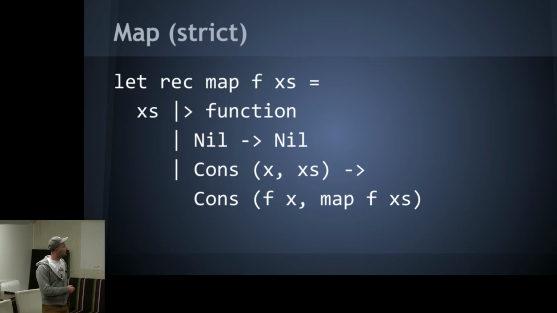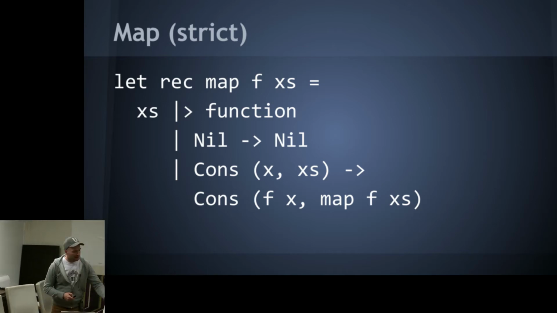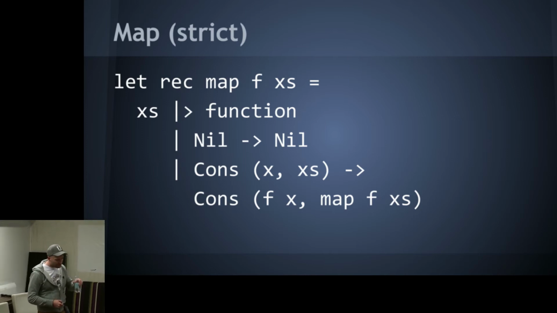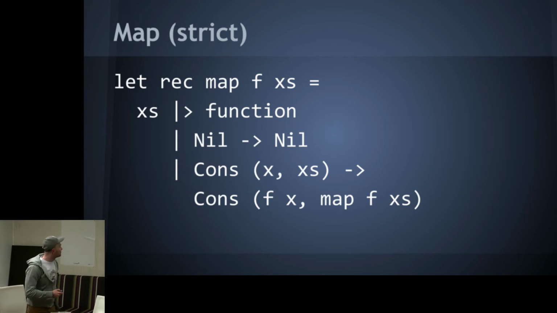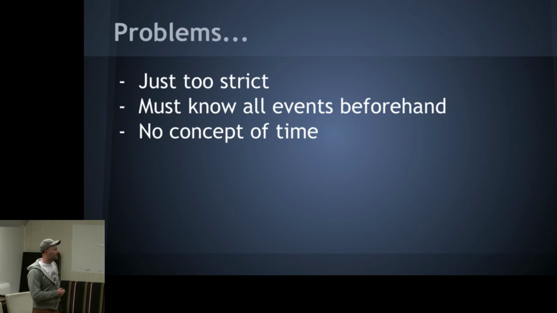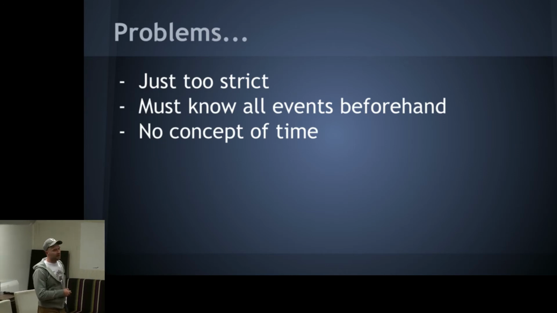So a very simple map function. You give it a function, and then you give the list of x's, and then we can create a new list by mapping the f over the x's that we get from those cons. Can everyone read this syntax? I'll try to keep the samples very, very simple. But of course, this just doesn't work. It's just too strict. We would need to know all the events beforehand, and there's really no concept of time.